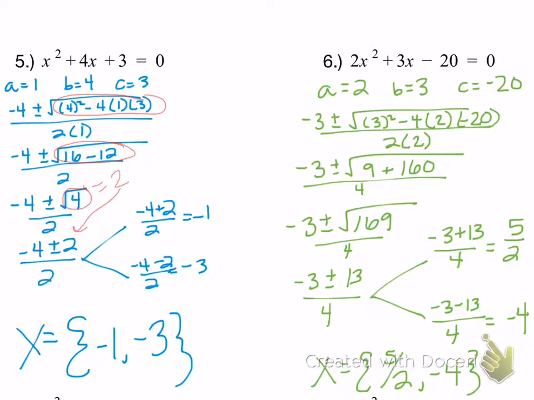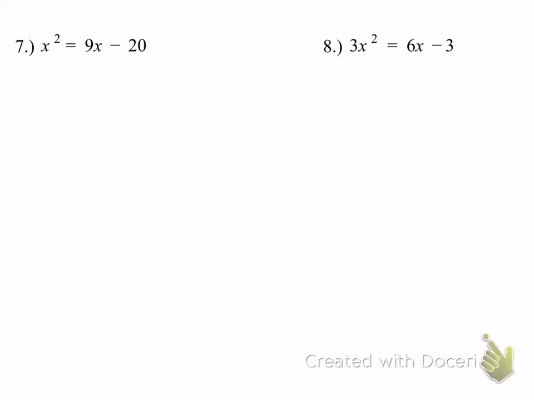So we got 2 more problems that I want to do, 7 and 8, because these are set up a little differently. So our goal is to make sure that it equals 0. That's what we have to do before we do anything. So in both of these problems, they are not equal to 0. So to do that, we have to move everything over, and we don't want our a to be negative, because then it just makes it messy.